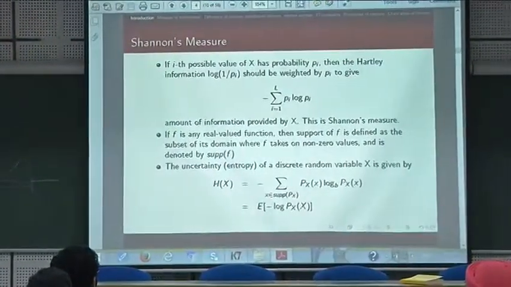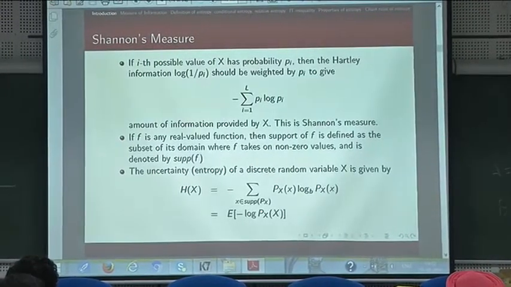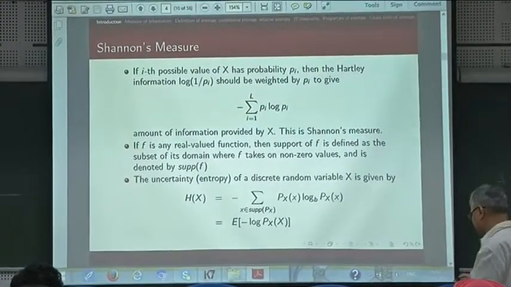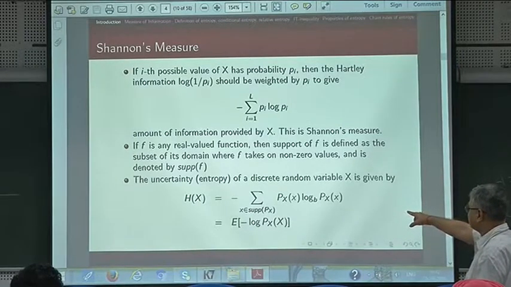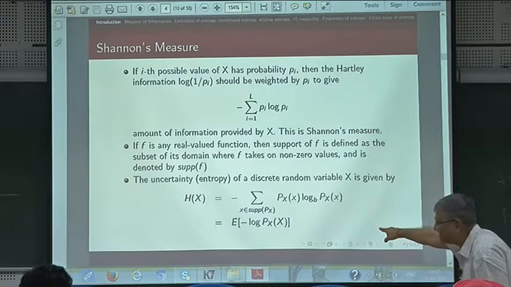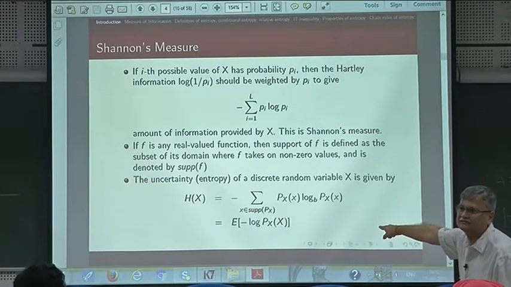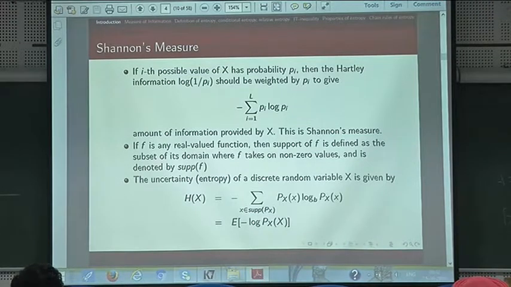The uncertainty or the entropy of a discrete random variable is given by this function. Now, this is a straightforward expression here, H(X) is equal to minus summation P(x) log P(x), and look at what is below the sigma sign: x belongs to support of P(x). That means enumerate only those values of x for which the probability is non-zero. Do not enumerate those values of x for which the probability is 0.